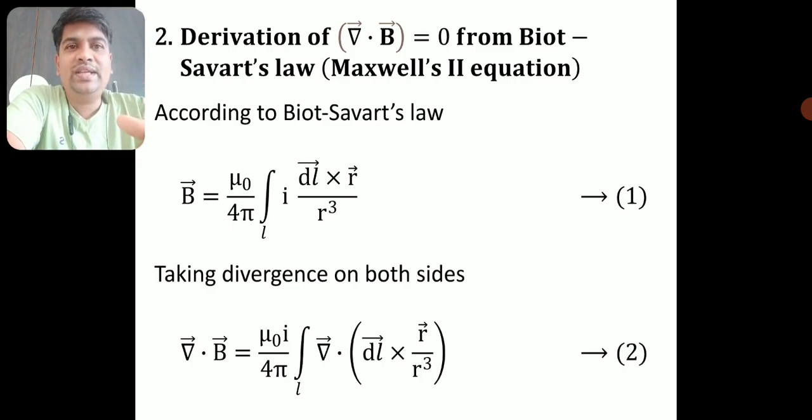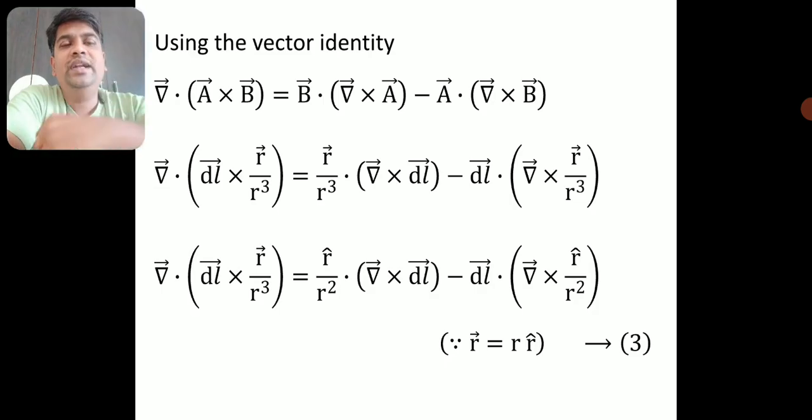Now what I am going to do in the next step is take the divergence on both sides. So the left side will be the divergence of B, equal to the constants taken outside, mu naught I by 4 pi. Even I is a constant, so the only variable is the length L. So it will be the divergence of dl cross r vector divided by r cube. Let me call it equation number 2. So I have taken the magnetic field from Biot-Savart's law, and after that I have taken the divergence on both sides. Let me move further.